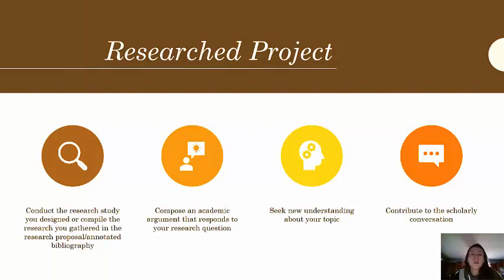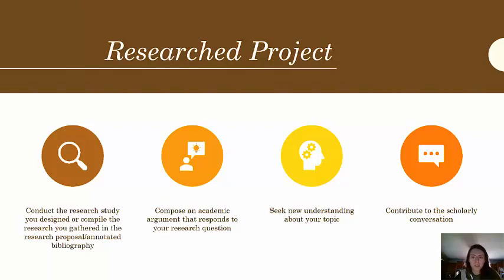So remember, your goal was to answer a particular question about a problem or topic that you proposed in that research proposal. You should also have a goal of seeking new understanding about your topic. So remember that you shouldn't have entered this project with a preconceived notion in mind. Your research was, by design, to find an answer to a question, not to seek support for an answer you already have. You also should think about this project as a way to contribute to the scholarly conversation. So not only are you using source material to support an argument, you also are joining the conversation that those sources are contributing to.